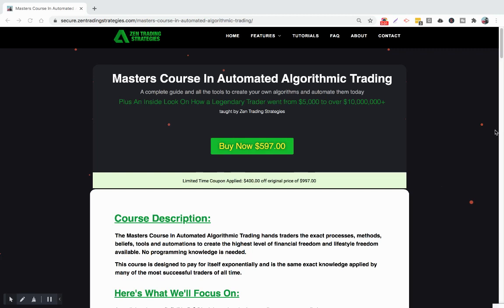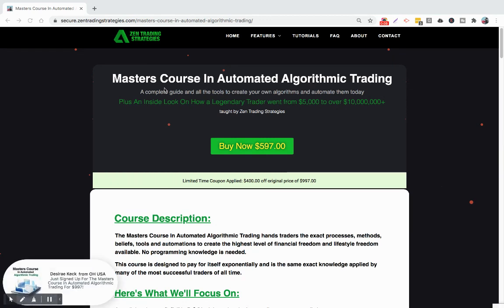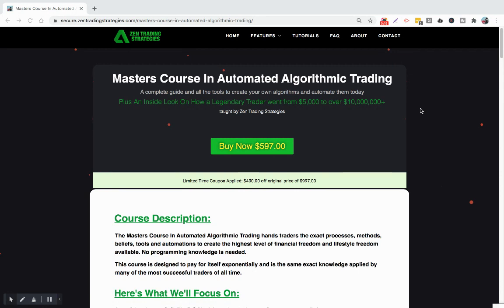If you would like to learn how to trade algorithmically, then look no further than the master's course in Automated Algorithmic Trading. And this is a complete guide with all the tools to complete your own algorithms and automate them today. And this is whether you have any programming experience or not. Even if you don't have programming experience, you can learn how to trade algorithmically and do it in less than a day and actually be trading.